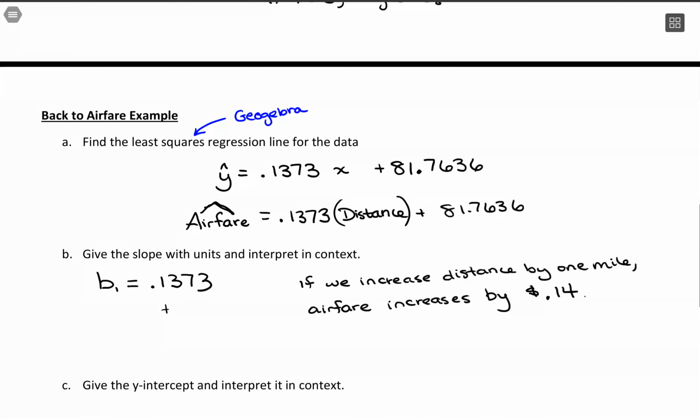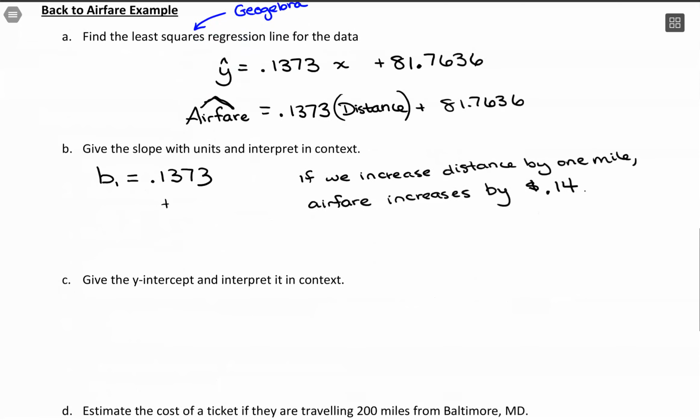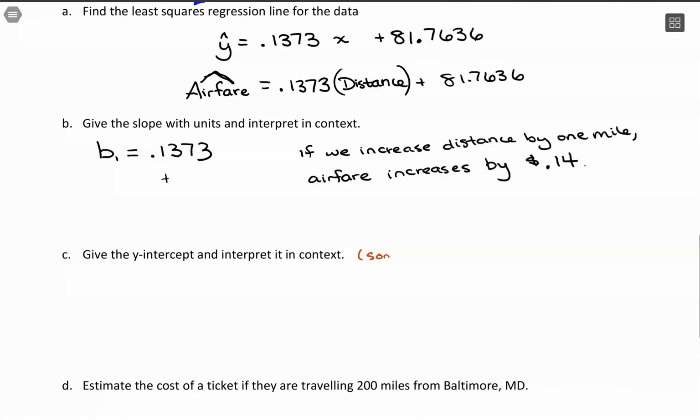So if we increase x by 1, then y is going to change by whatever our slope is. And then we just want to make sure we use the units that match up with x and match up with y. So interpreting slope, you can always do. Interpreting y-intercept, this sometimes doesn't make sense. We'll just go for it and talk about it. But sometimes when you try to do this, it doesn't work in the context of the scenario. So sometimes you can't interpret the y-intercept. Slope, you can always interpret. Y-intercept is kind of a special case.